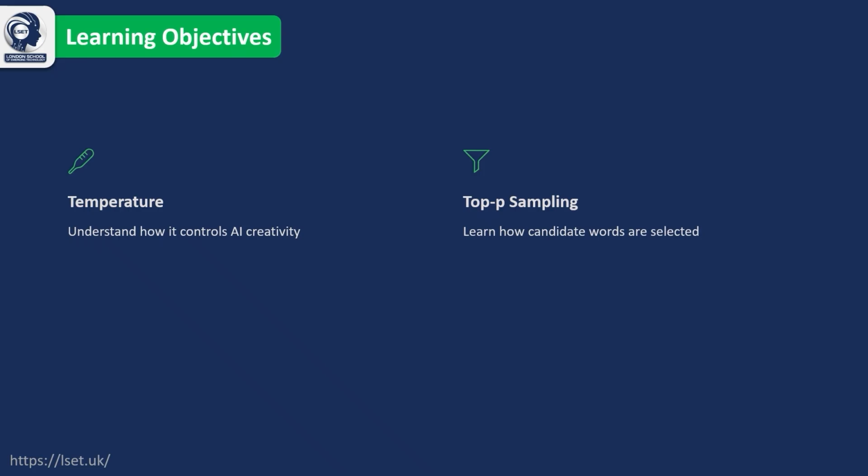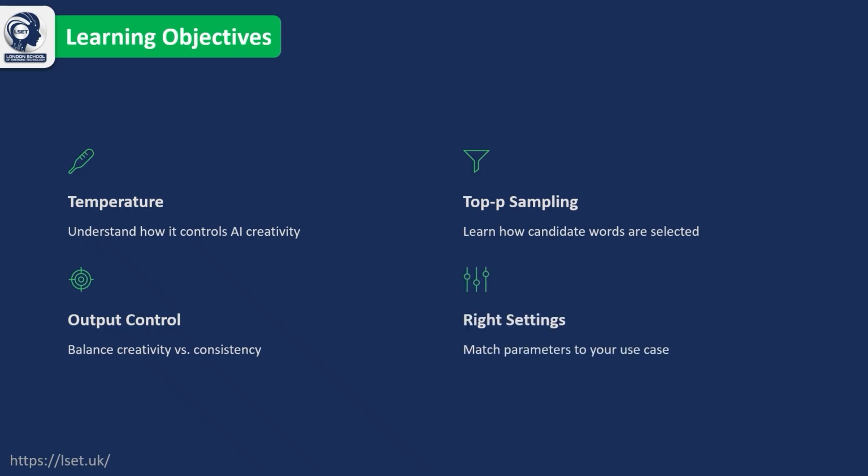First, we'll understand temperature and how it controls the creativity and predictability of AI-generated responses. Next, we'll explore top P sampling and learn how the AI selects candidate words before generating an output. We'll then see how these settings work together to provide better output control, helping us balance creativity with consistency. Finally, we'll learn how to choose the right parameter settings for different real-world tasks, ensuring the AI delivers responses that best match our specific goals and use cases. Let's start by understanding how an AI chooses the next word in a response.